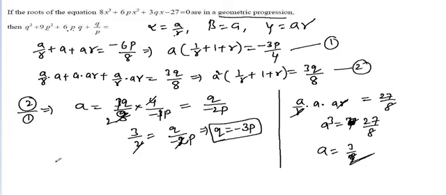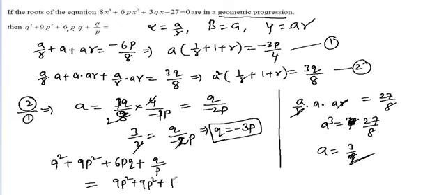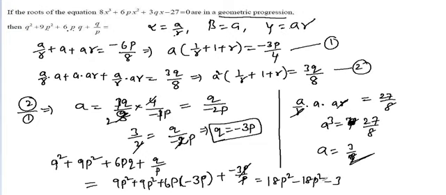Now here it is asking q square plus 9p square plus 6pq plus q by p. That is equal to q square, which is 9p square, plus 9p square plus 6p into the q value minus 3p, plus the q value minus 3p by p. Here p cancelled. 9p square plus 9p square, that is 18p square, minus 18p square minus 3. 18p square cancelled, that is equal to minus 3. The value is minus 3.